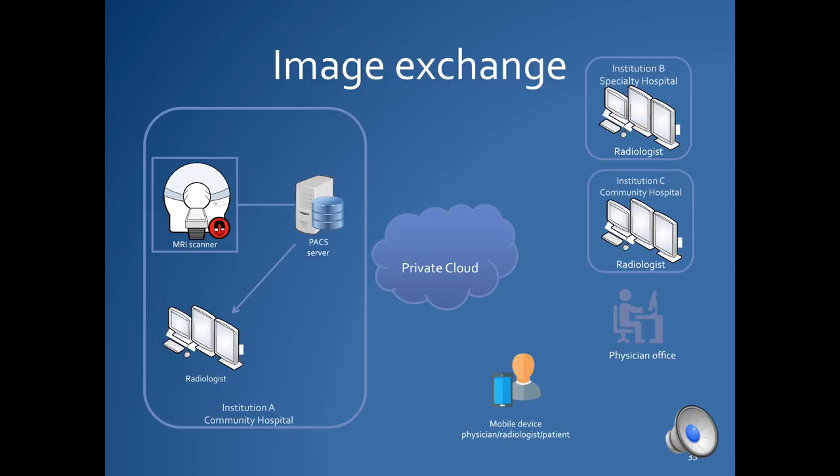First of all, you can use a private cloud system, and by using such a model, an institution, which in this case is institution A, can upload images to the private cloud, and this is done securely by using encryption, and from the private cloud the images can be distributed automatically to other hospitals or to a physician's office, or maybe to a radiologist with a mobile device that is able to use a secured application.